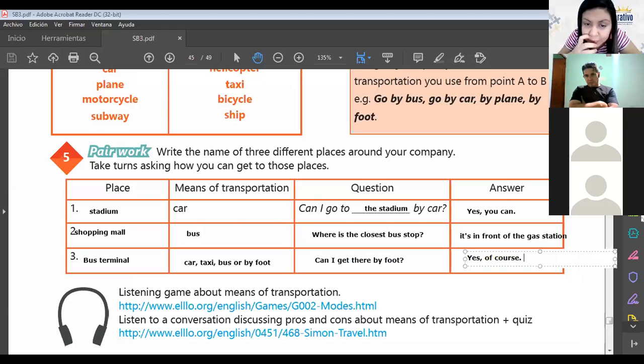So this is what you're going to do. Okay, three places, three means of transportation, and a question. Let me know when you are finished, please.